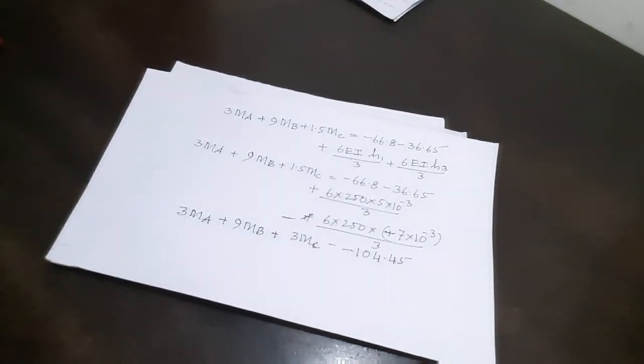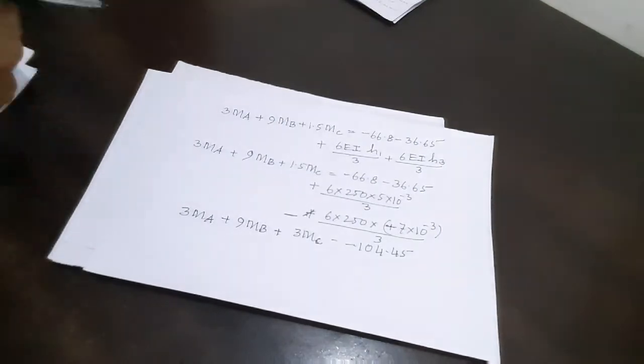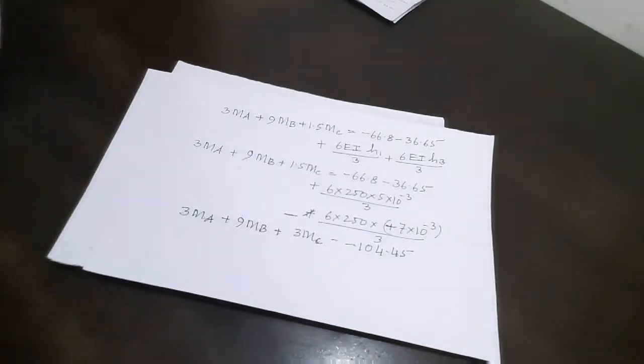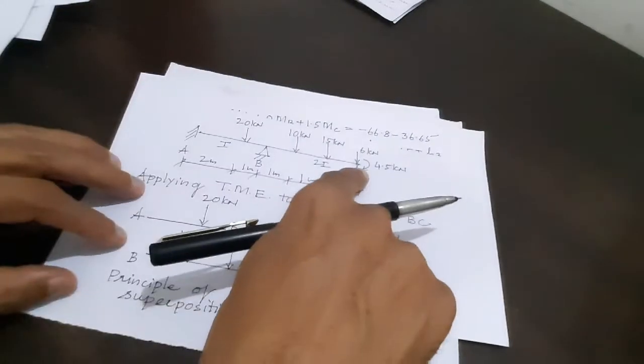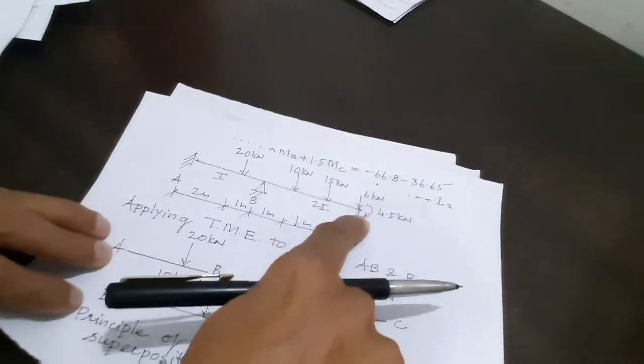Look at this structure. The first step, we have drawn the equivalent structure. What is the moment at C? We have just shown it on the structure. We have drawn the equivalent structure like this. Look at this, this is the second portion of it. What is the value of MC? MC is 4.5. The value of MC is 4.5.